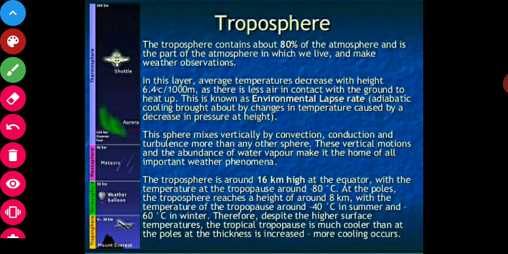The troposphere is around 16 to 18 kilometers high at the equator, and the temperature at the tropopause is around -80 degrees Celsius. This tropopause is the boundary between the troposphere and the next layer. At the poles, the troposphere reaches a height of around 8 kilometers with the temperature of the tropopause around -40 degrees Celsius in summer and -60 degrees Celsius in winter. Therefore, the tropical tropopause is much cooler than at the poles. As the thickness is increased, the more cooling occurs.